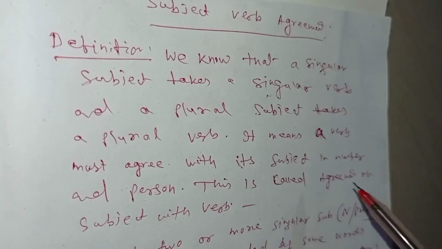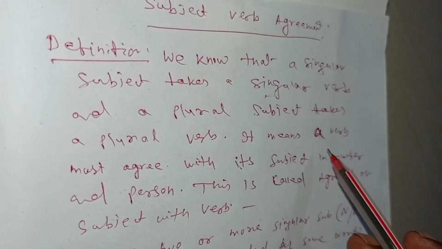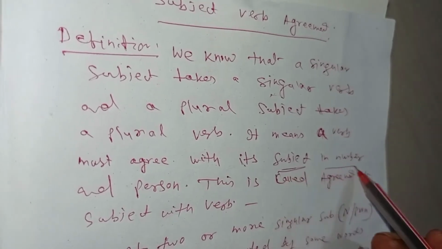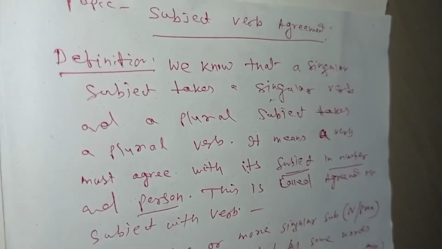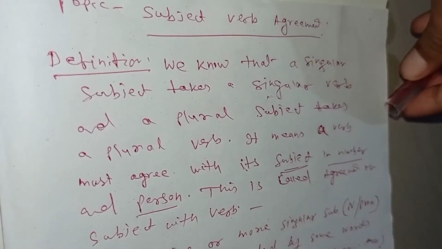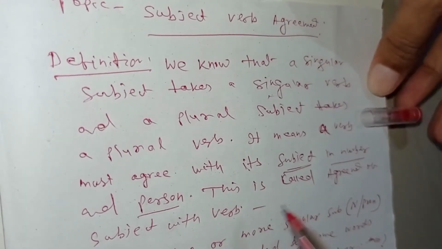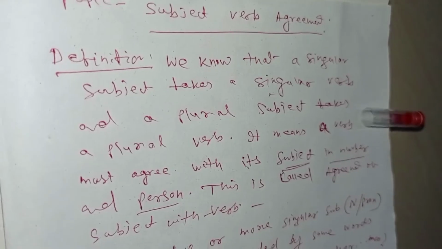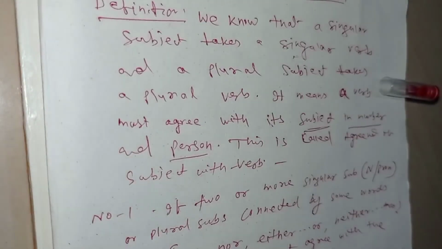It means a verb must agree with its subject in number and person. You have to remember, this is called agreement of a verb, agreement of a subject with the verb. So let us know a rule, how to use a proper verb with a proper subject.